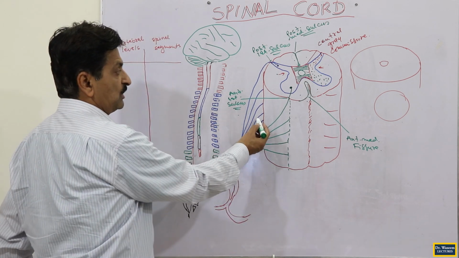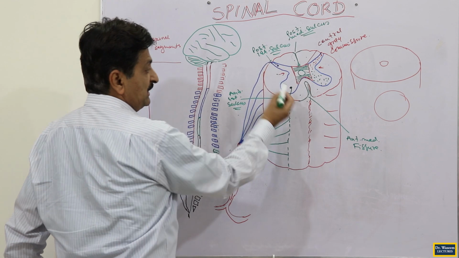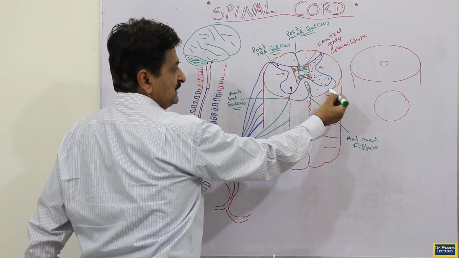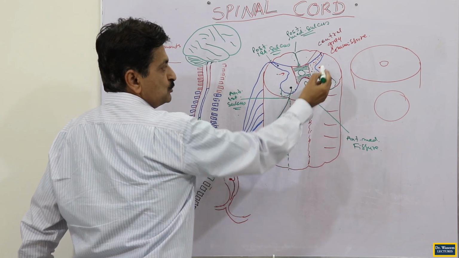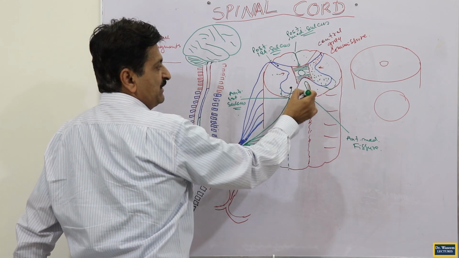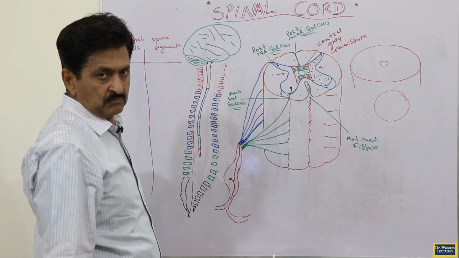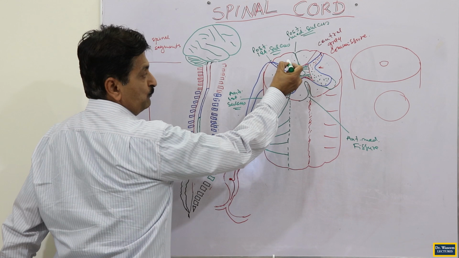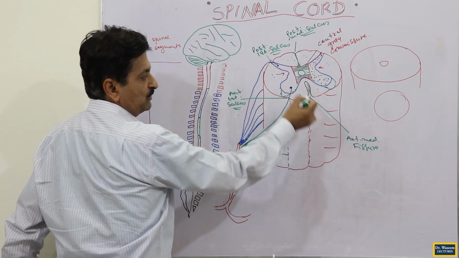So this is something that you are watching. Now, for example, if you are looking at this on the posterior side, when the horns are touching the surface, you see your white matter will be divided into columns. That means we have a posterior white column, a lateral white column, and an anterior white column.